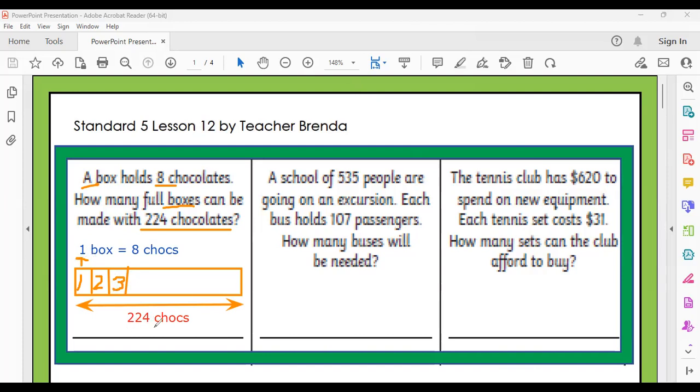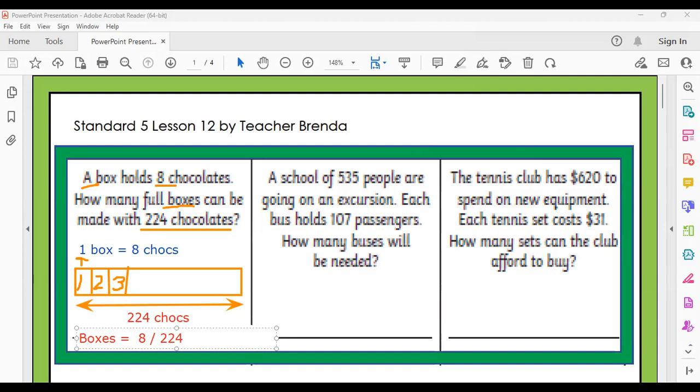I have 224 chocolates. So how do I find how many boxes there are? Famida, can you tell me? Divide. Okay, this is what I want. I want you to tell me what divide by what. In a full sentence, the number of boxes would be 8 divided by 224. So says Famida, 8 divided by 224.